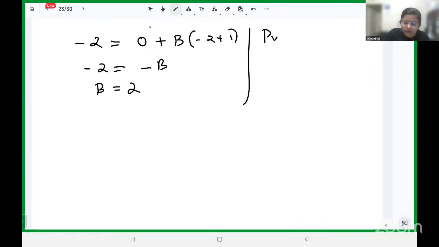Now put x equal to minus 1. So what will be the answer? Left side, it is minus 1, x equal to minus 1.